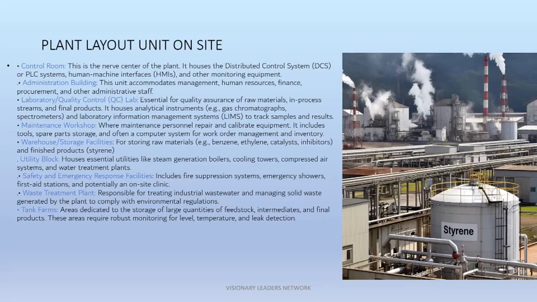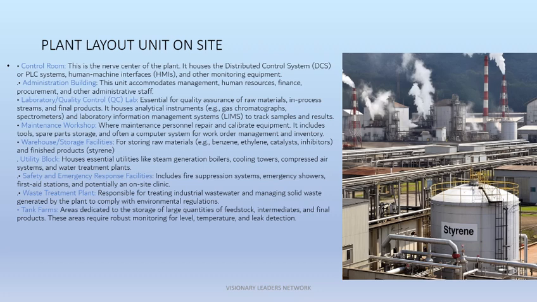Administrative building. This unit accommodates management, human resources, and other administrative staff. The next point that can be seen on the site is the quality control laboratory, essential for the quality assurance of raw materials, process streams, and final products. We have a maintenance workshop where maintenance personnel repair and calibrate equipment, a warehouse for storing our materials, and a utility block which houses essential utilities like steam generation boilers, cooling towers, compressed air systems, and water treatment plants.